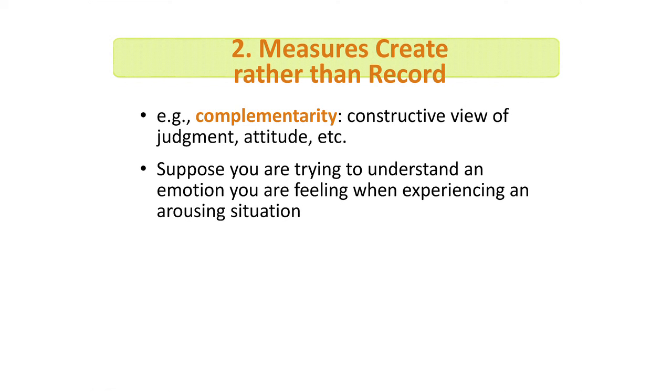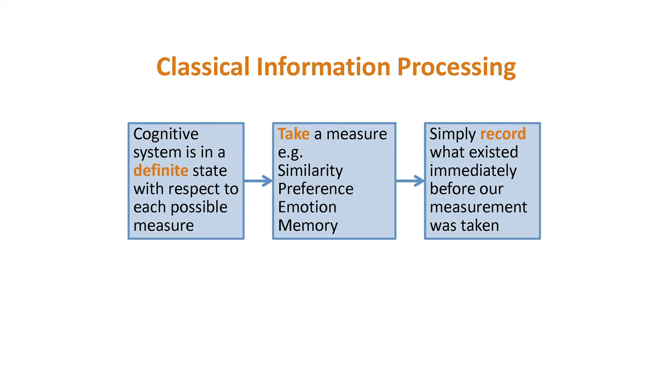Another idea, which I will use in a later example of the question order example, is the idea of complementarity. And this is consistent with a constructive view about how we think about attitude, judgments, those kinds of measurements. For example, if we're trying to understand some emotion we feel that's associated with some physiologically arousing situation, then in a classical information processing paradigm, it's something like this. Your cognitive system is in a definite state with respect to the possible measure. And if you take a measure, whatever the measure is, this simply records what existed immediately before the measurement. So it's a recording process.